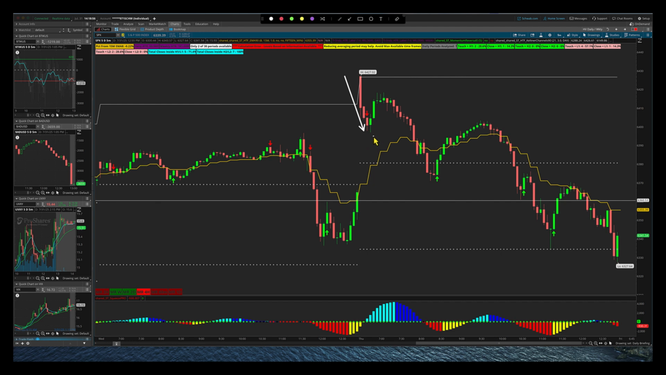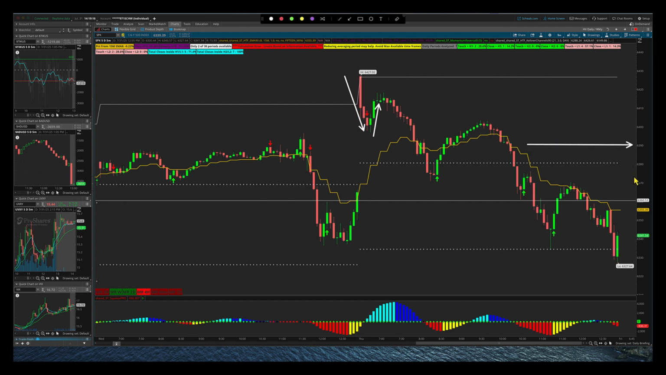So we did get a slight bounce, and this is right where I sold a call credit spread. So here was my idea. I knew that I wanted to sell the 63.90 calls. And where is that? Right there.